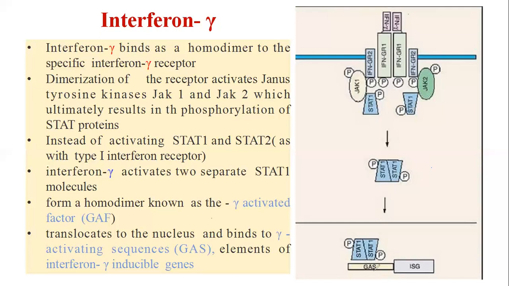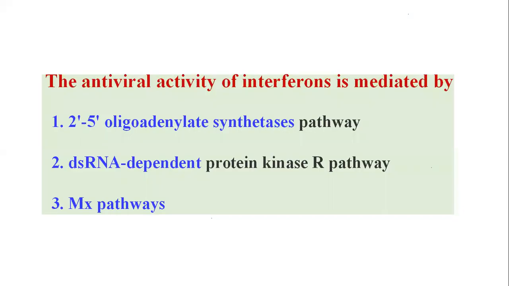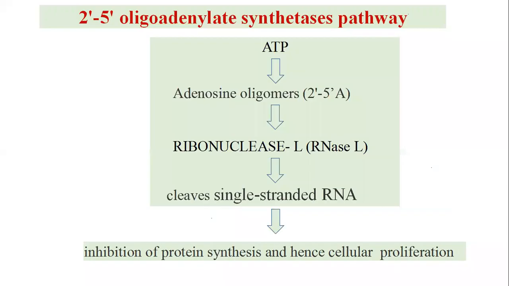So this will induce the synthesis of interferon gamma inducible genes, and it will be released from the infected cells. This antiviral activity of interferons is mediated by three pathways. What are the pathways? One is the 2'5' oligoadenylate synthetase pathway. The second one is the double-stranded RNA dependent protein kinase R pathway, and the third one is the MX pathway.